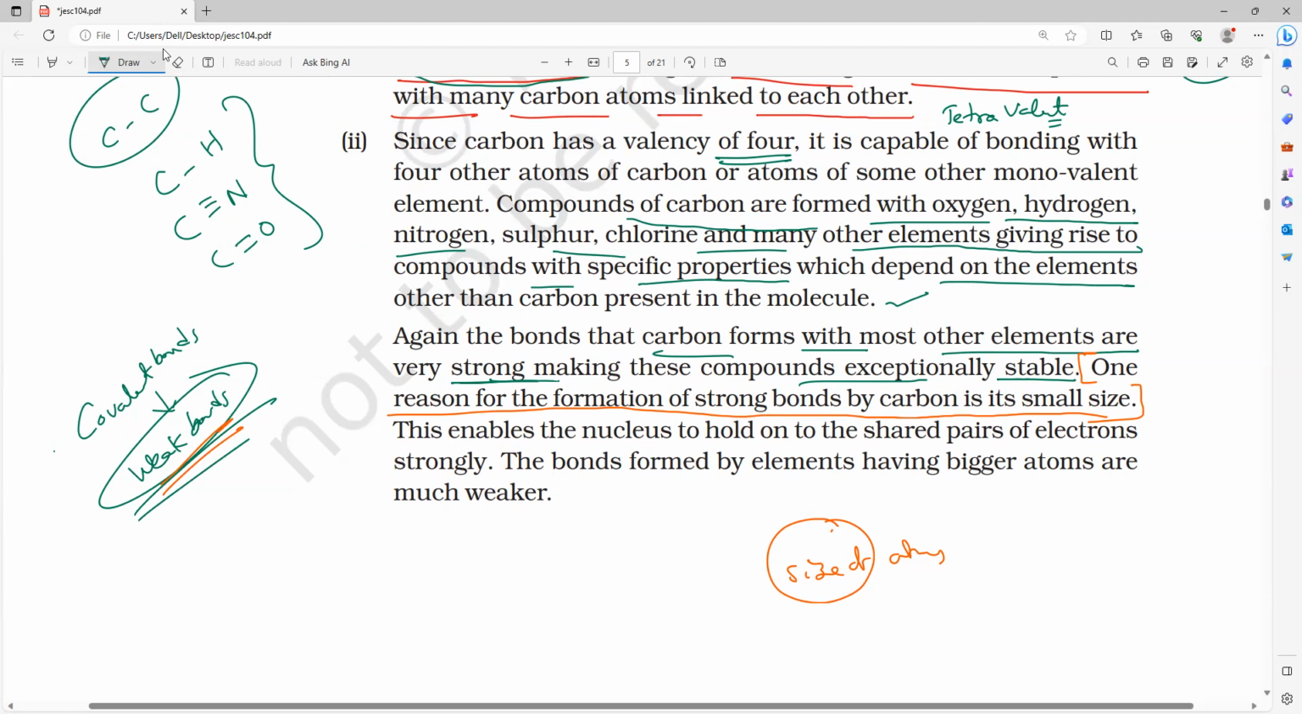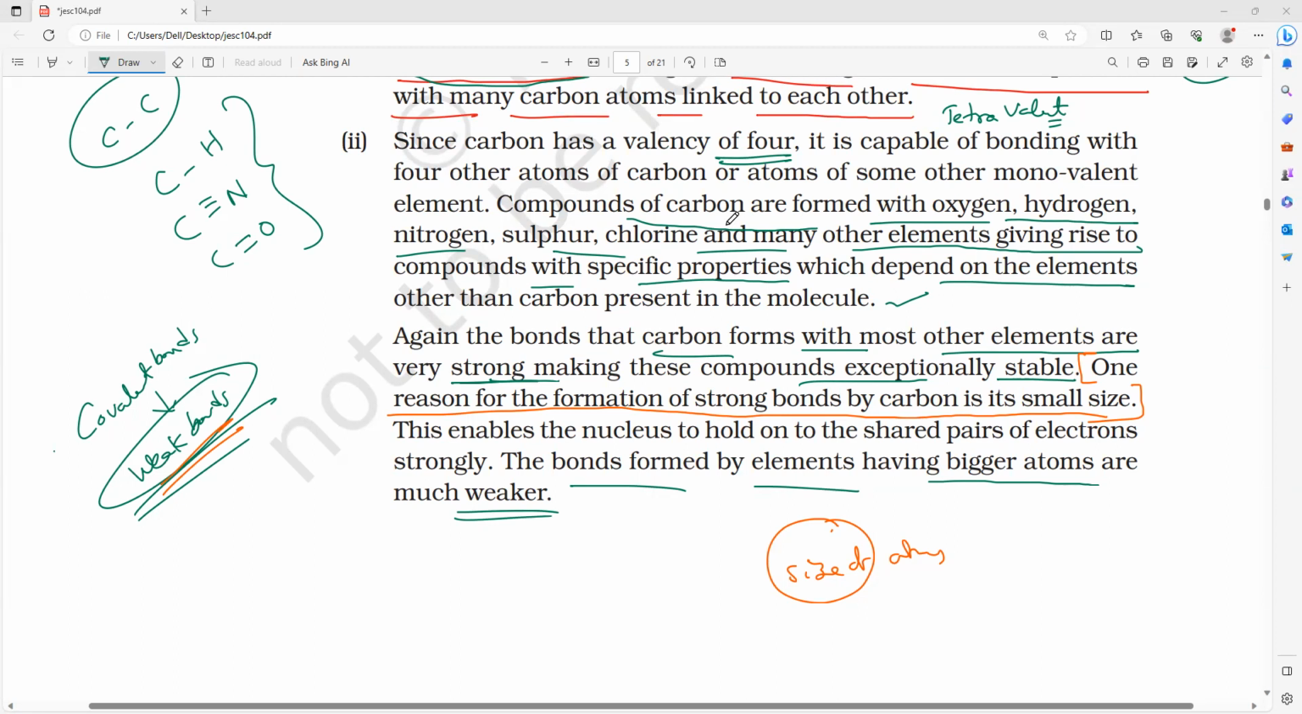Basically, periodic classification of elements, we will study that. But for you, it is deleted. That's why you should learn it from this chapter itself. What is the reason? The bonds formed by the elements having bigger atoms are much weaker. Note it. Either it is a metal or non-metal, it doesn't matter. So as the size of the atoms increases, the weaker the bond is. Note it, everybody.